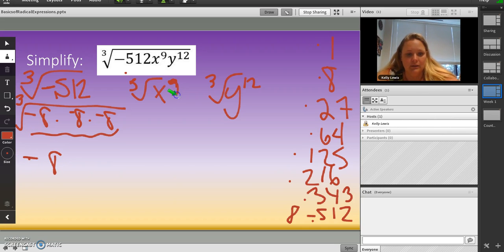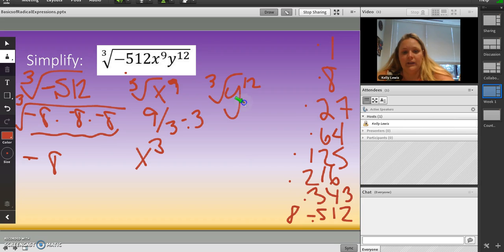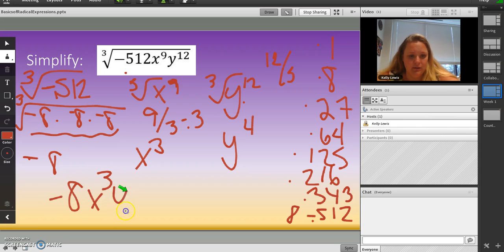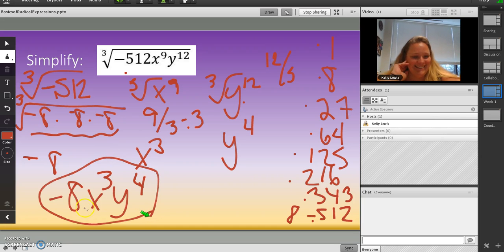All right, 9. Draw 9 x's and then circle groups of 3. Or I can do 9 divided by 3 is 3, so I get x to the 3rd. Here, I can do y 12 times and circle 3 groups of y, and I get y to the 4th. There are 4 of them because I did 12 divided by 3. There's nothing left in the radical, so I get negative 8, x cubed, y to the 4th. I know it makes you feel so much better when there's nothing left inside.